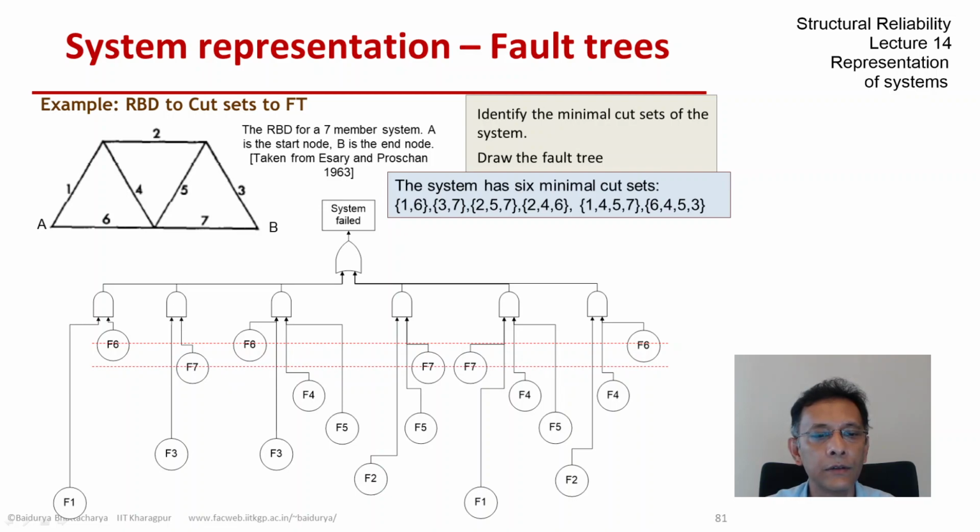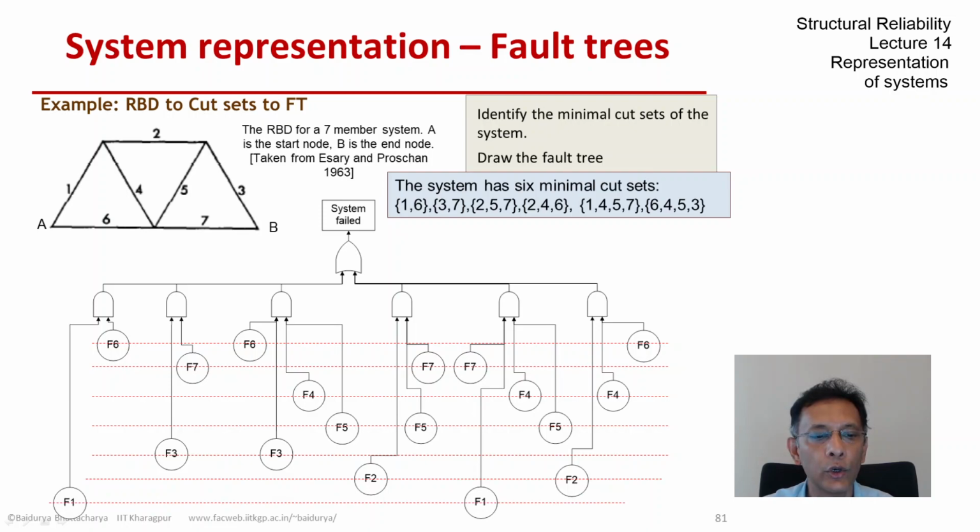F7 appears thrice, F4 also appears thrice, F5 appears thrice, F3 appears twice, F2 appears twice, and F1 also appears twice. It would be an interesting exercise to see if it would be possible to have a more efficient representation of the fault tree for the same system.